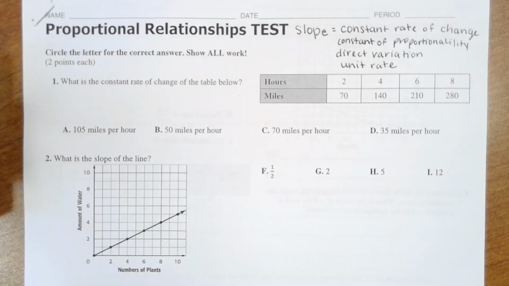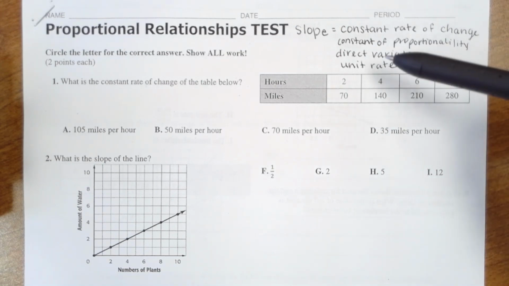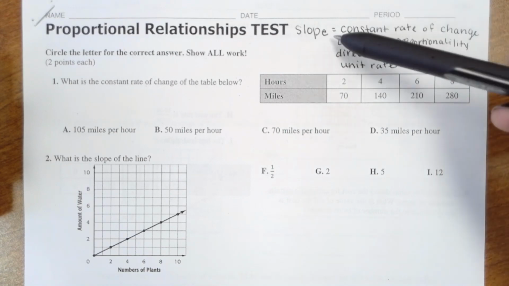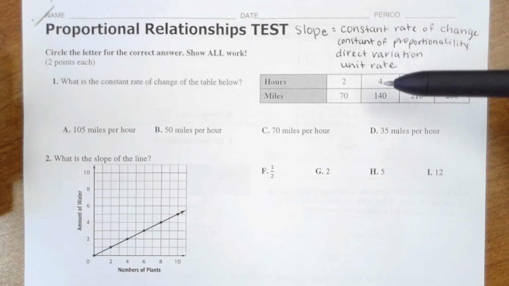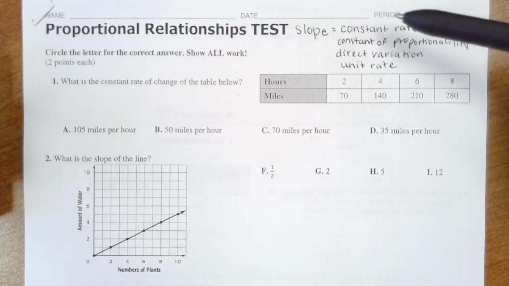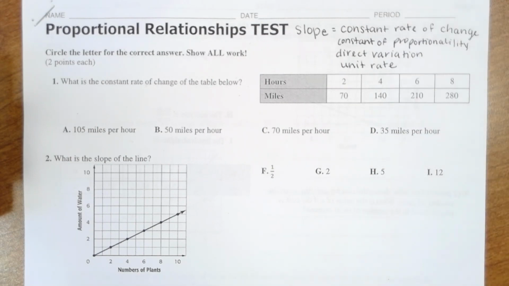Okay guys, so today we are going to be reviewing for your test. So this is the study guide. At the top of our study guide, I wrote all the different vocabulary terms that could show up on your test that mean slope. So constant rate of change means slope, constant of proportionality means slope, direct variation means slope, as well as unit rate. So anytime you guys see those words on your study guide that we'll be talking about today or on your test on Tuesday, all of those words mean slope, okay?